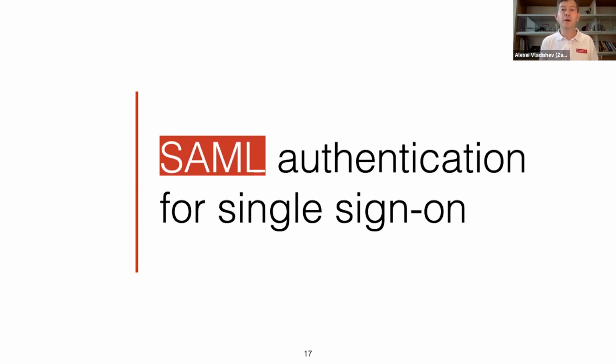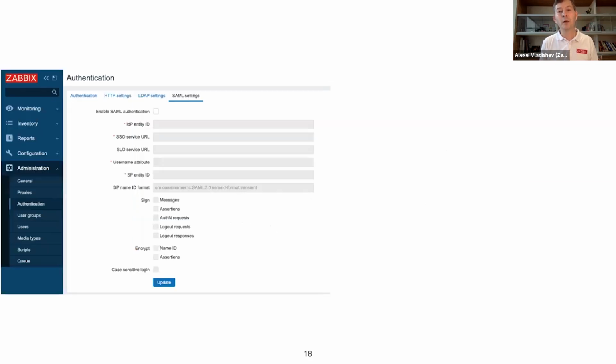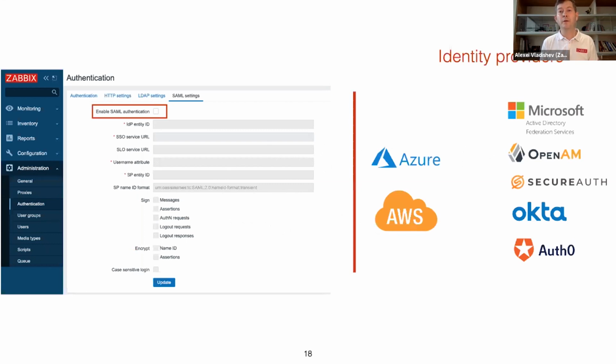So SAML authentication is normally used for single sign-on, and it allows Zabbix to be integrated with different identity provider solutions, like Microsoft Active Directory Federation Services, different cloud-based solutions from Azure, AWS, or Google Cloud Platform, OpenAM, SecureAuth, Okta, and so on and so forth. So single sign-on is always important, especially for enterprise use.